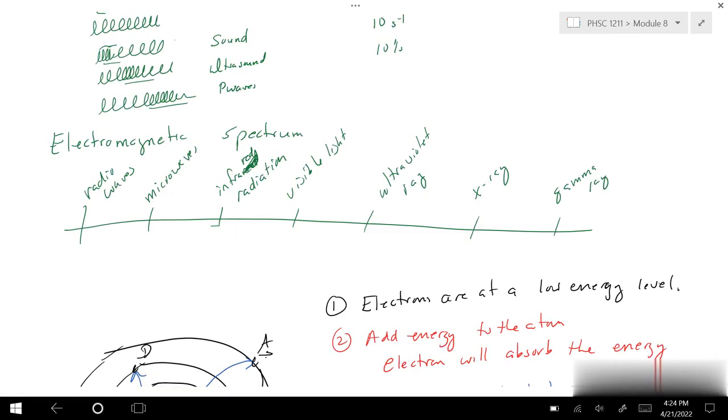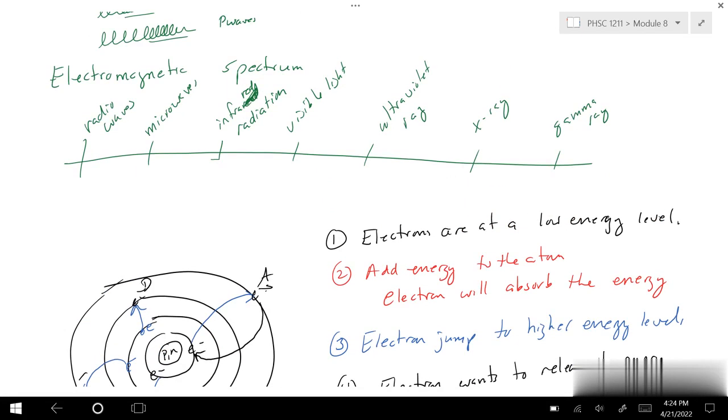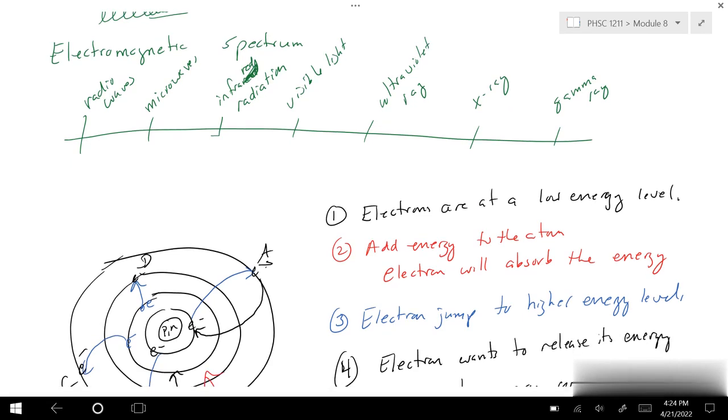Again, in the next video, we're going to take this electromagnetic spectrum and talk about how these photons produce X-rays and gamma rays. If it's a high frequency, what is it producing? If that photon is a low frequency, what is it producing? And now we're going to start dissecting the electromagnetic spectrum.